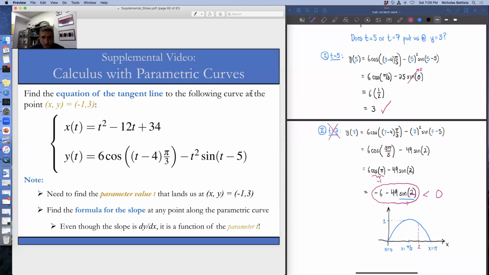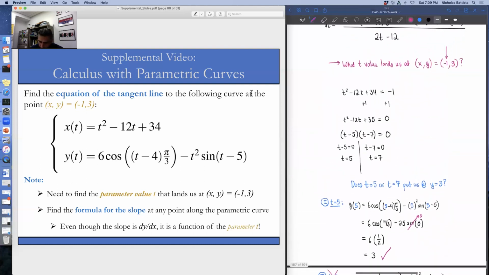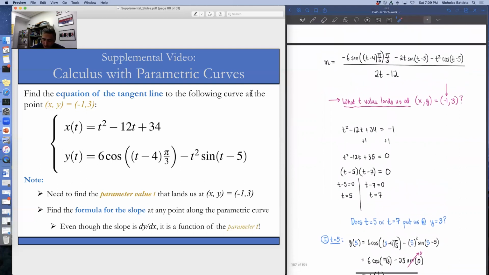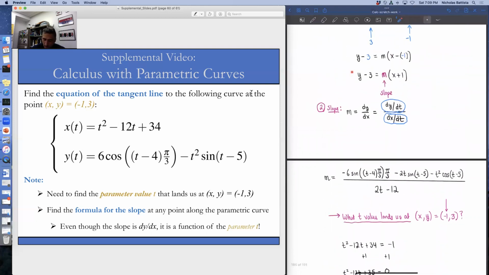So let's take a look at where we're coming from. Why do we care about finding those t-values? Well, we need to find what t-value lands us at the correct point, xy is minus 1, 3. Why do we care about that? Oh yeah, we need to figure out what t-value we can evaluate our slope at, because once we know the slope, we can plug it into our equation of the tangent line. So what's next for us is taking this equation for the slope and evaluating it at t is 5.